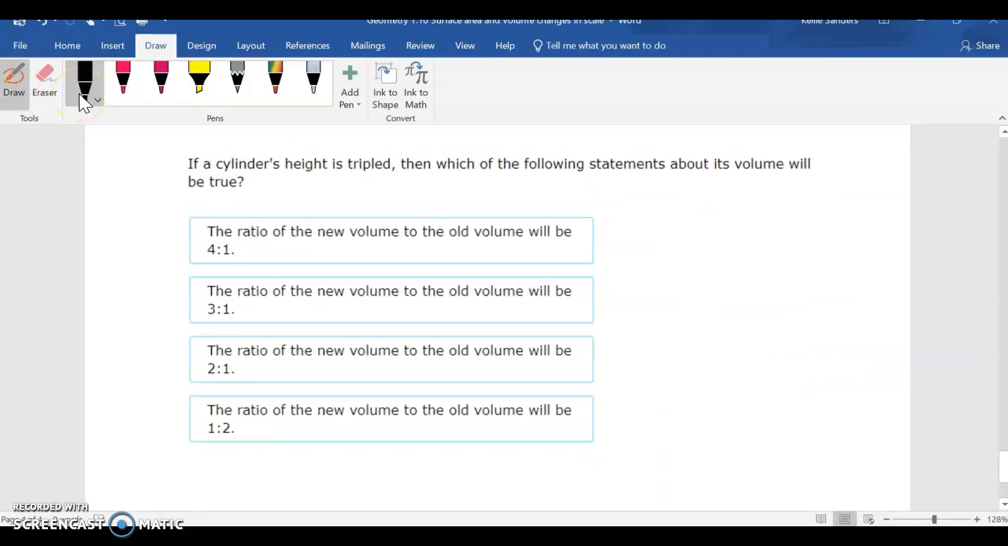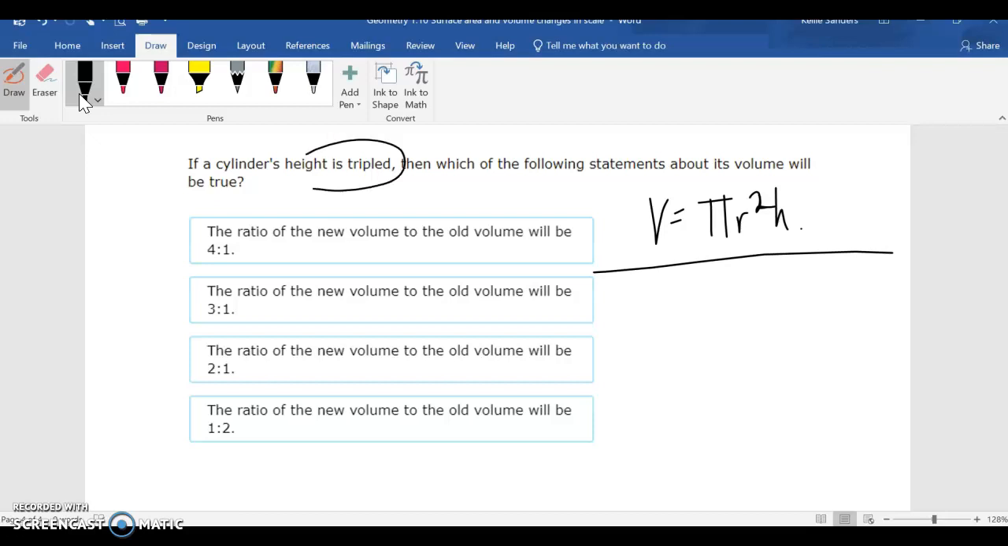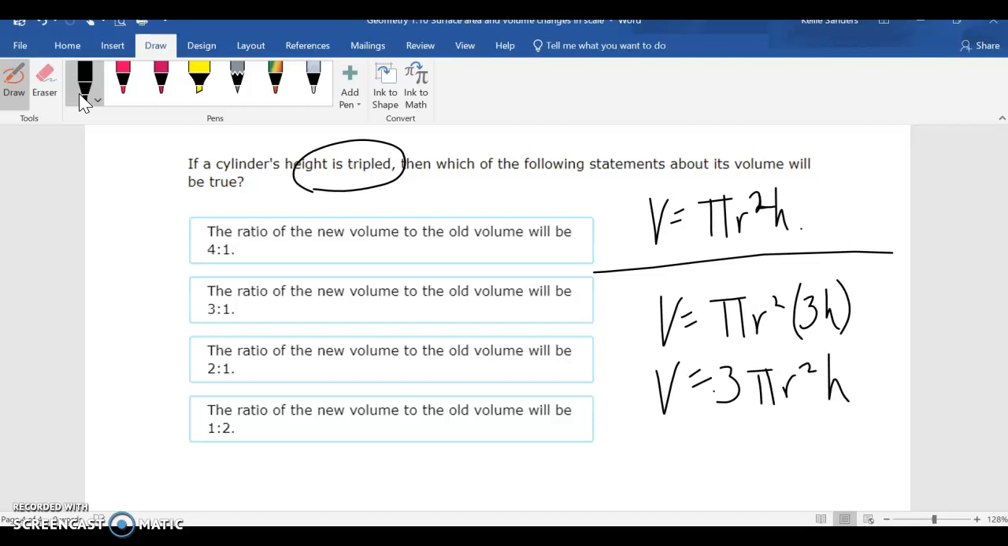Last one. A cylinder's height is tripled, and what happens to the volume? So volume is pi r squared h. And what are we going to do? We're going to triple the height, that's all. Which makes it 3 pi r squared h. Old, new, so the new is 3 times bigger.